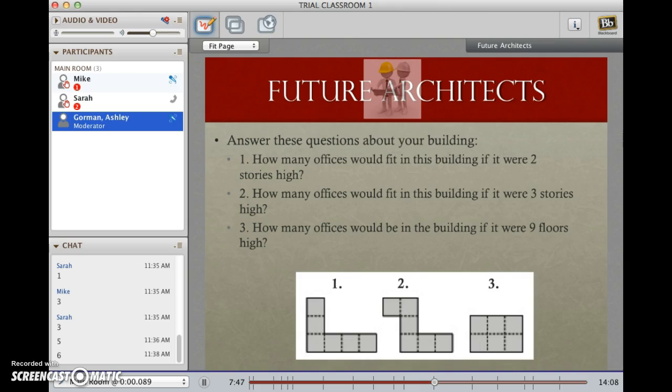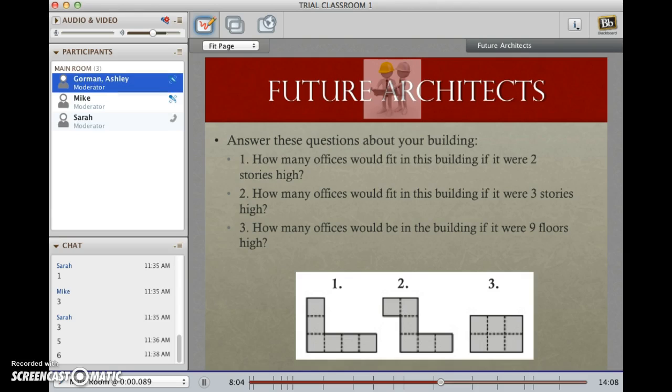So I have 3 questions for you. How many offices would fit in this building if it were 2 stories, if it were 3 stories, or if it were 9 floors high? I'm going to give you a second. You can go ahead and put your hands down and then give me a thumbs up when you think you have the correct answer.